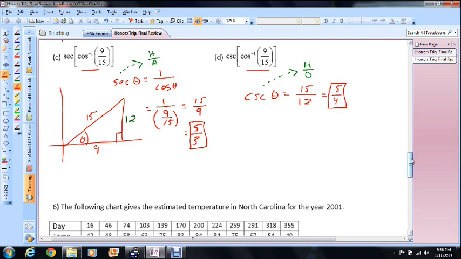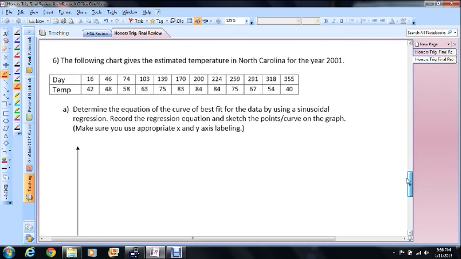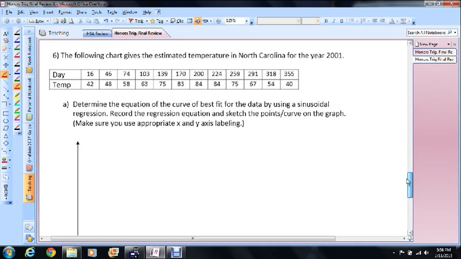Okay, alright, let's move on to the last problem of this packet. The following chart gives the estimated temperatures in North Carolina for the year 2001. So we have the X and the Y, typically how they organize this information, and we see that we have almost an entire year. We have up to 355 days. We know there's 365 days in a year, so this is almost the entire year.